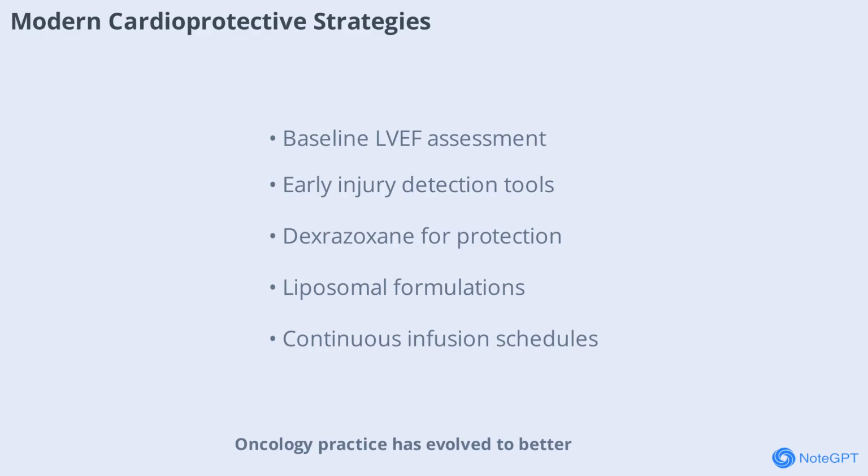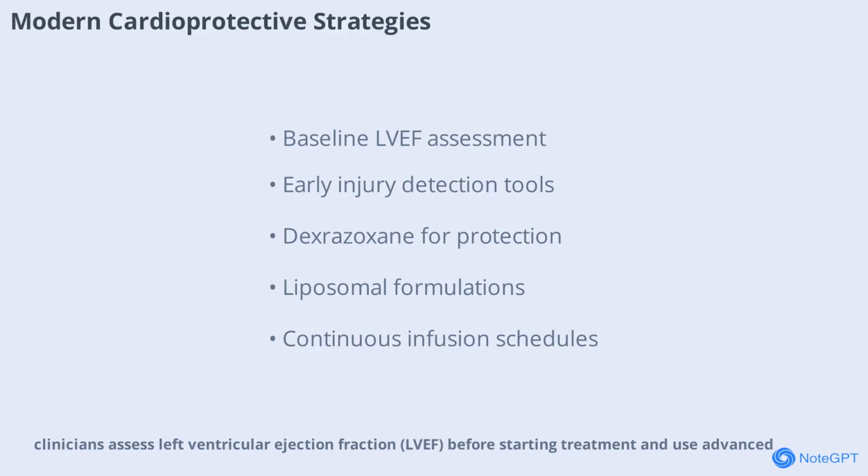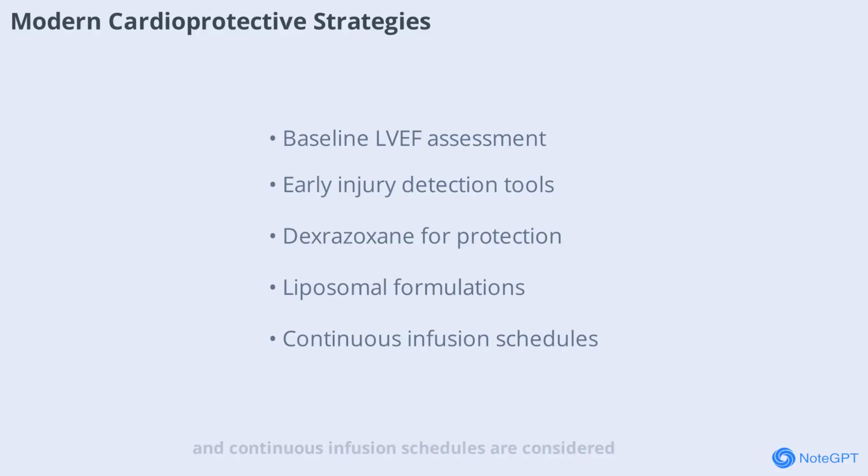Oncology practice has evolved to better protect the heart during anthracycline therapy. Today, clinicians assess left ventricular ejection fraction (LVEF) before starting treatment and use advanced tools like global longitudinal strain and cardiac troponin to detect early heart injury. For high-risk patients or those receiving high cumulative doses, strategies like dexrazoxane, liposomal doxorubicin, and continuous infusion schedules are considered. These advances help patients receive effective doses while minimizing heart damage.